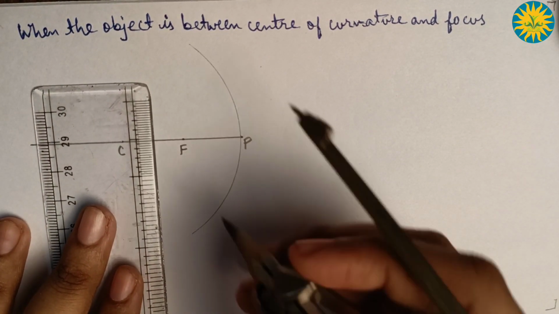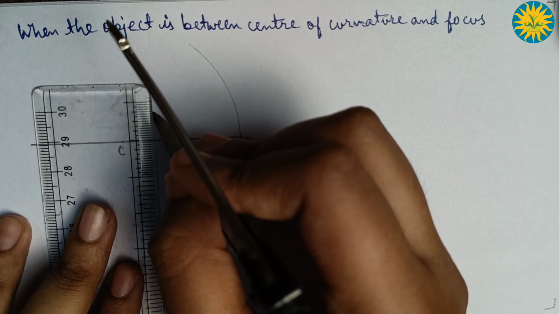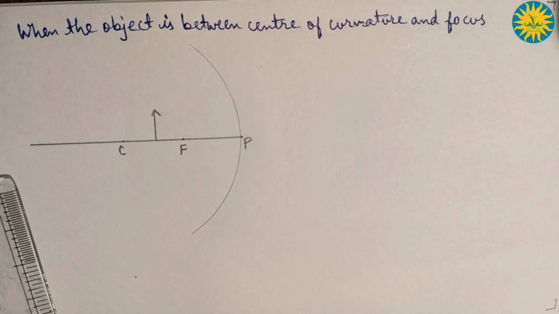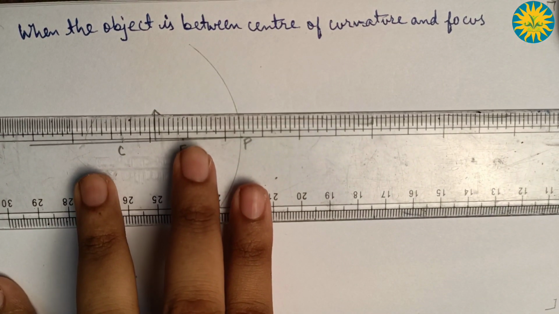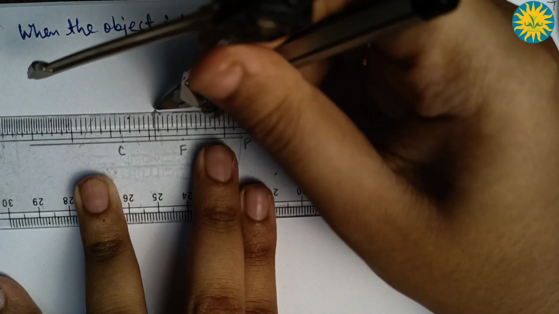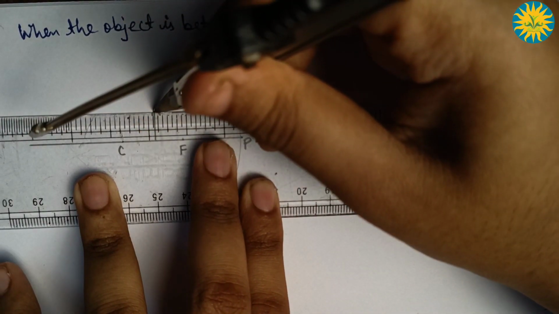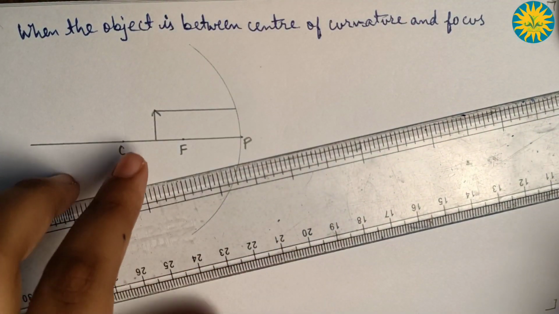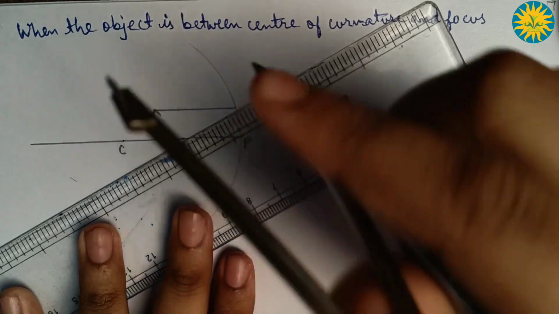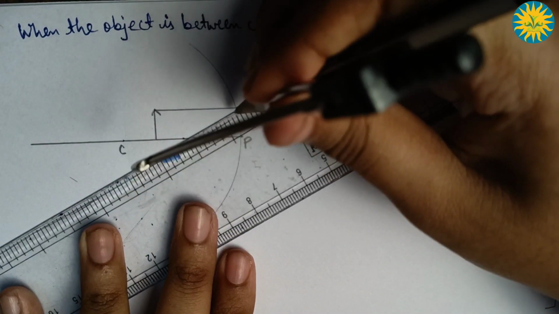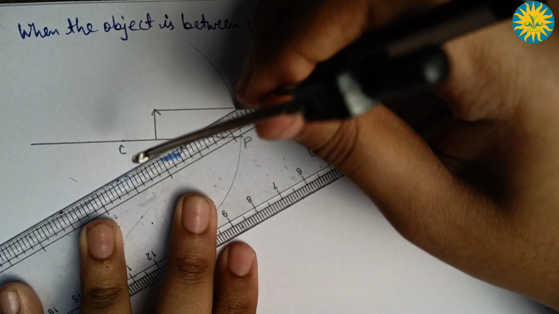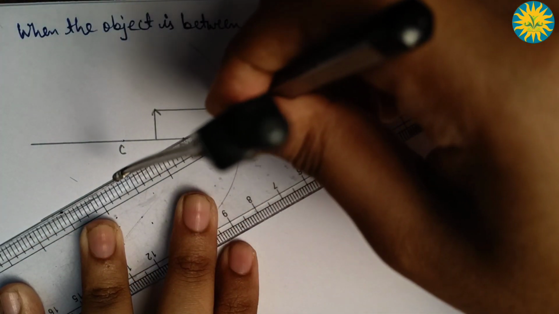Now see, this is our object. Just see the position. The position is in between center of curvature and focus. The arrowhead denotes the head or top of the object. Now the first incident ray is basically parallel to the principal axis. According to the rule of ray diagram, the reflected ray will pass through the focus. Now see, this is our reflected ray that will pass through the focus.